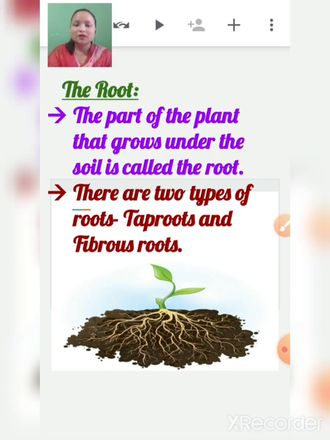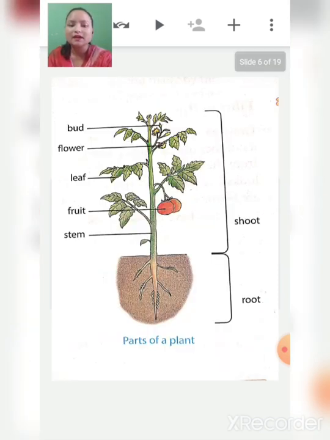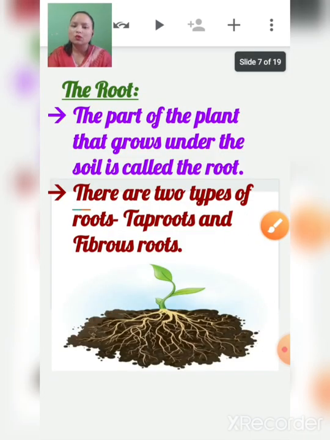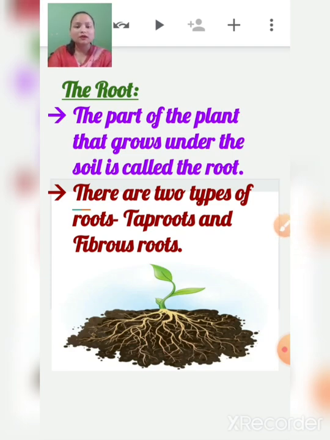So what is root, children? The part of the plant that grows under the soil. Here you can see the picture, right? It grows under the soil, which we cannot see. The root grows under the soil. So the part of the plant that grows under the soil is called the root.